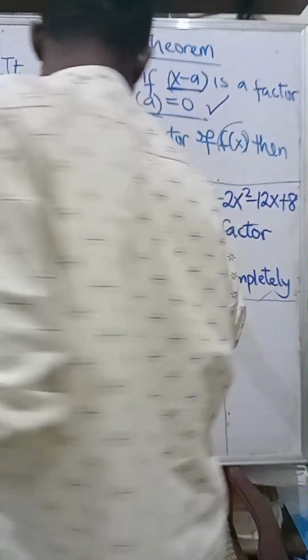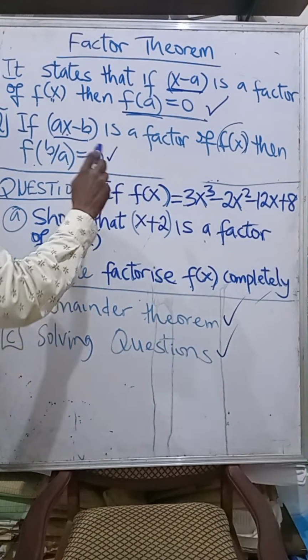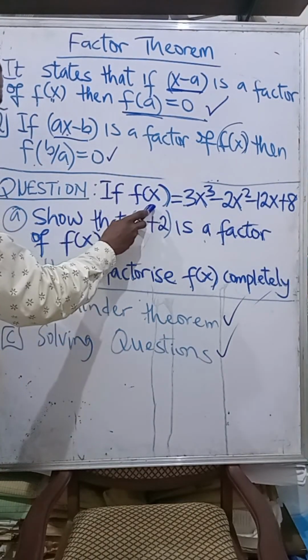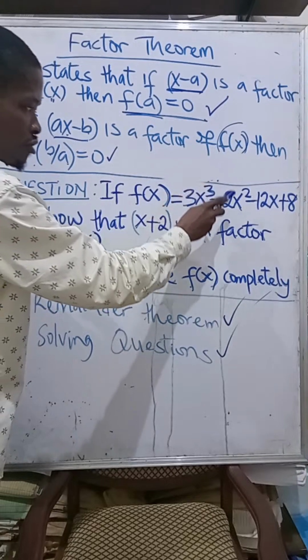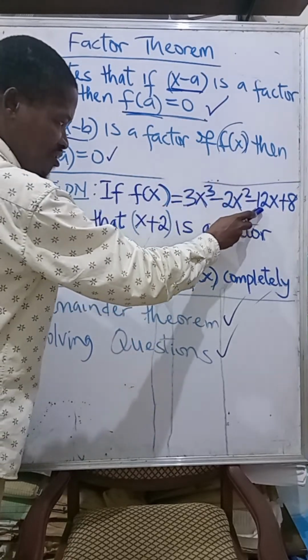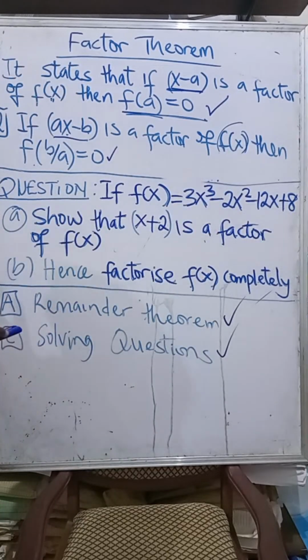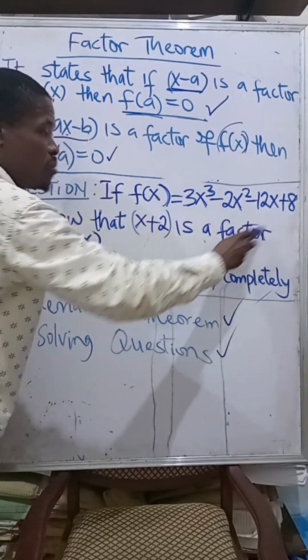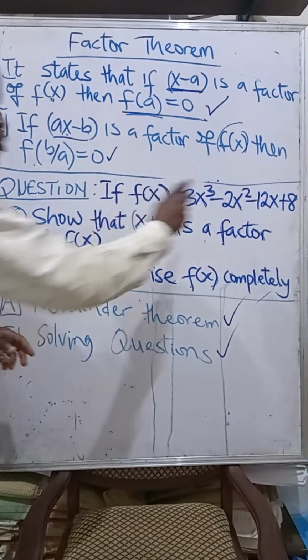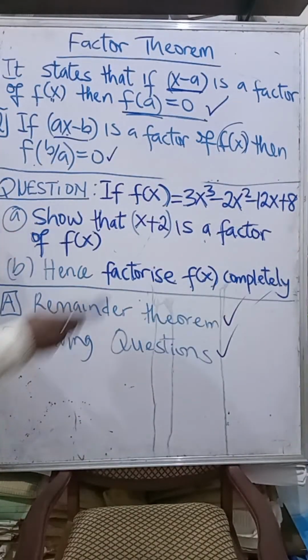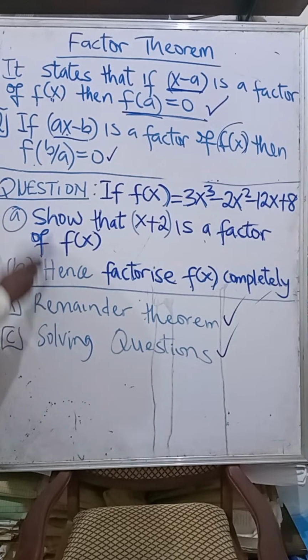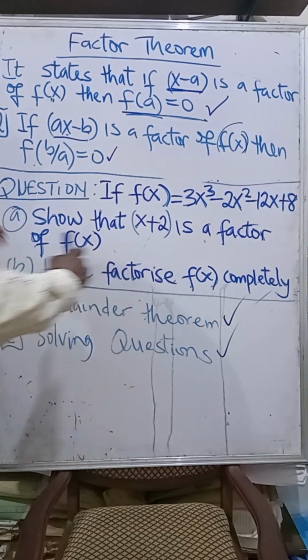Okay, let's now go to the first question we have here. If f of x is equal to 3x cubed minus 2x squared minus 12x plus 8, (a) show that x plus 2 is a factor of f of x, (b) factorize f of x completely.